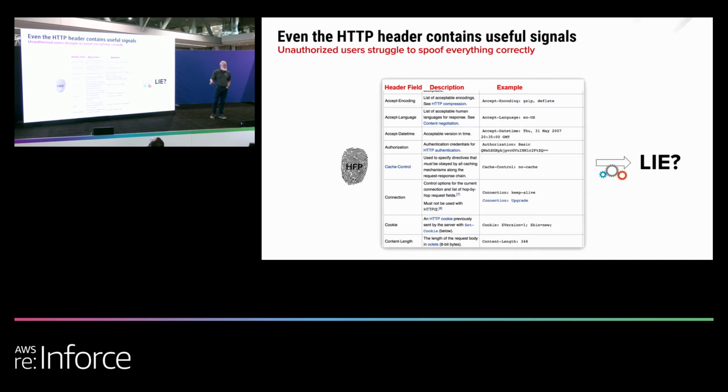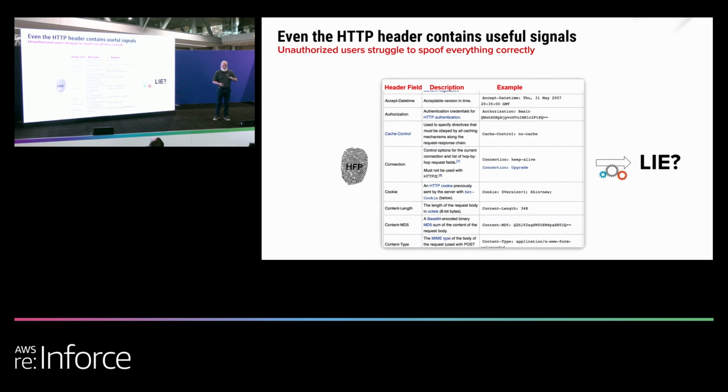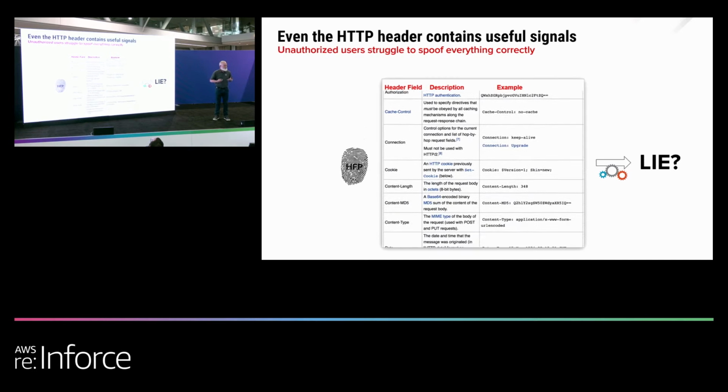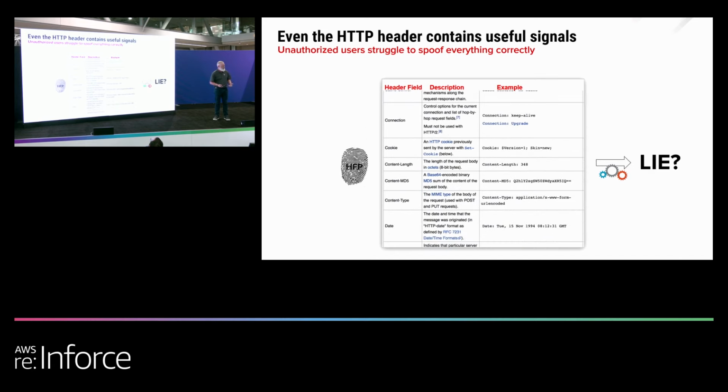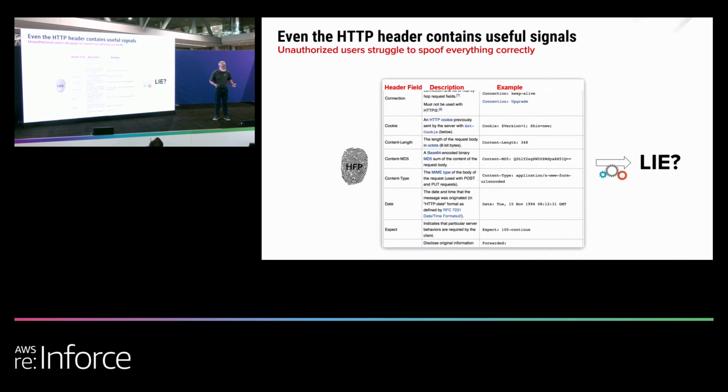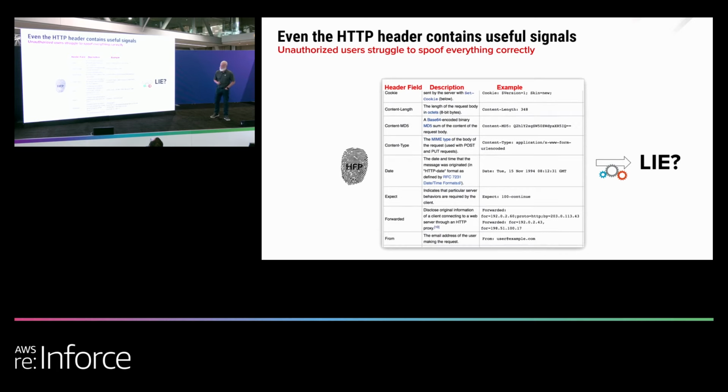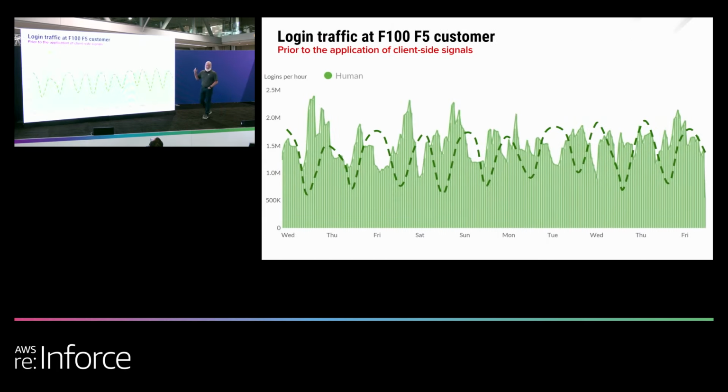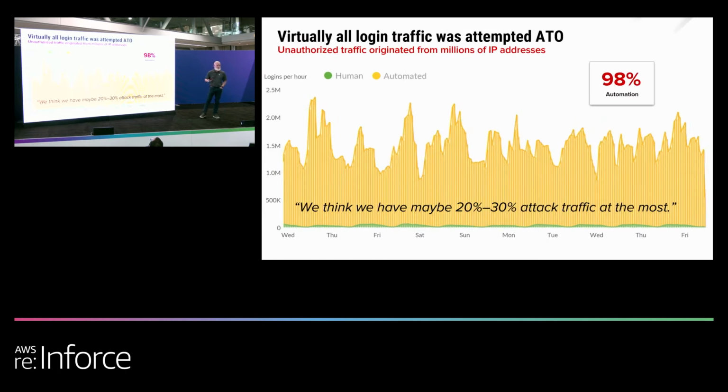Also, the HTTP header, we apply some algorithms to that and generate what we call a header fingerprint. The powerful thing about this fingerprint is that we collect it whether or not our JavaScript executes. And we've tracked many attackers using just header fingerprints. All right, we go back to the login traffic. We apply the signals to see virtually all of it is attack traffic. This was jaw-dropping for the customers, you might imagine.